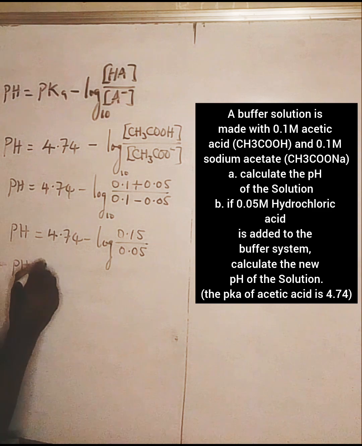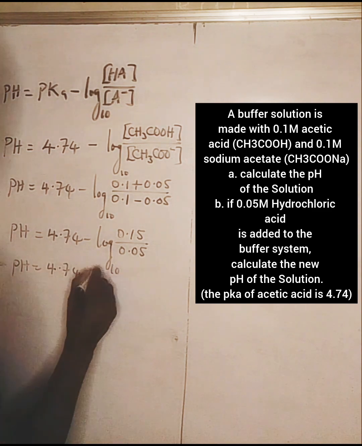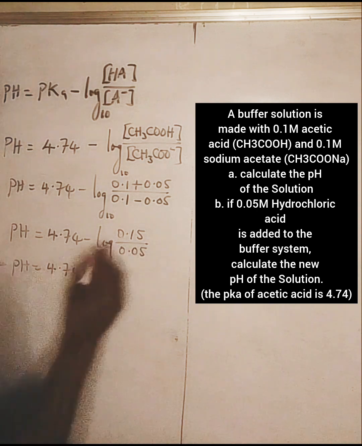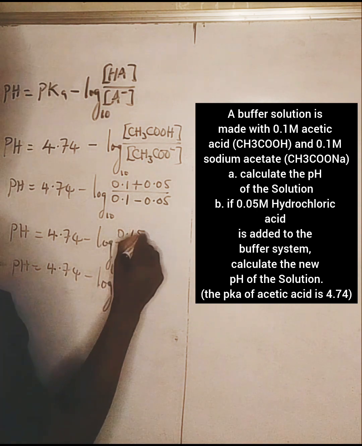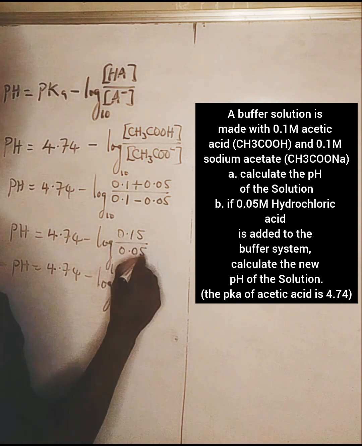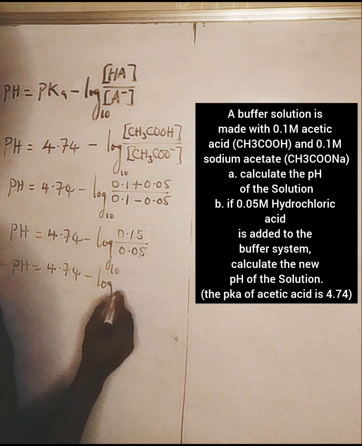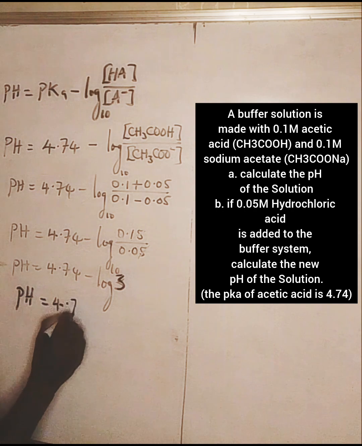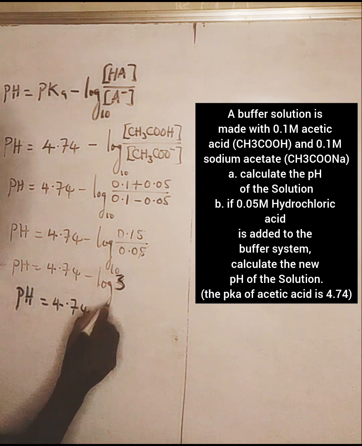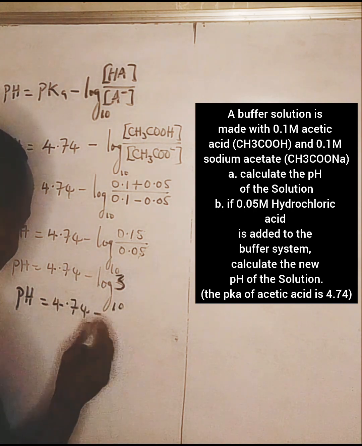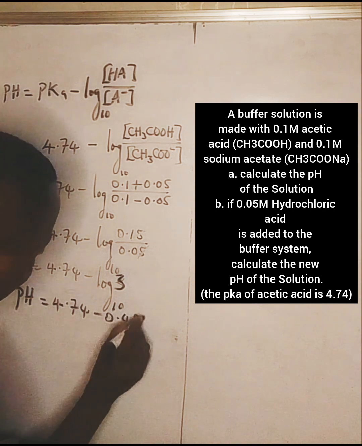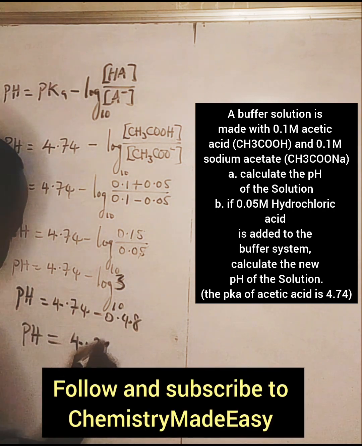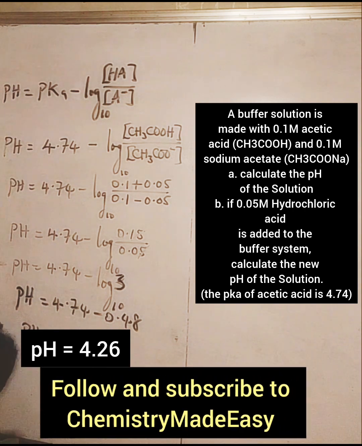pH will be 4.74 minus log of 0.15 divided by 0.05. If you shift the decimal two places, you get 15 over 5, which will give you 3. So pH will give us 4.74 minus log of 3 to base 10. Log of 3 to base 10 is 0.48. Therefore, pH will give us 4.26, approximately 4.2. This is the new pH, the B part of the question.